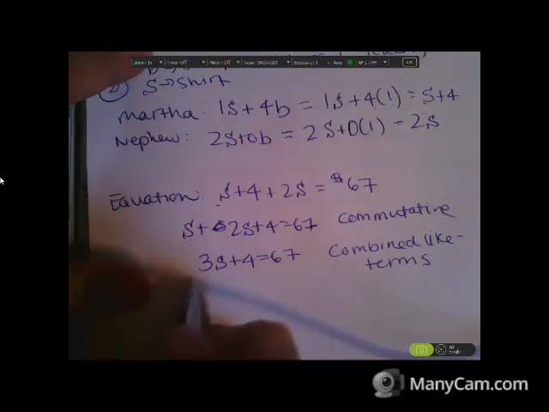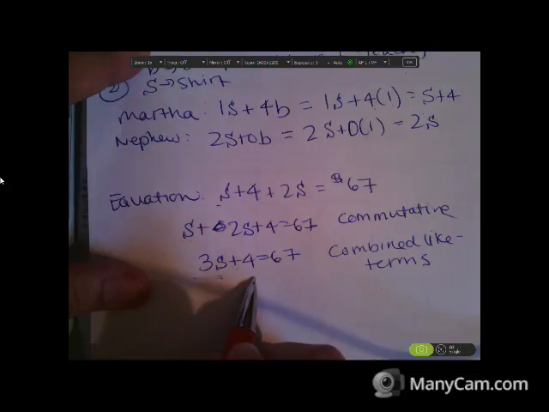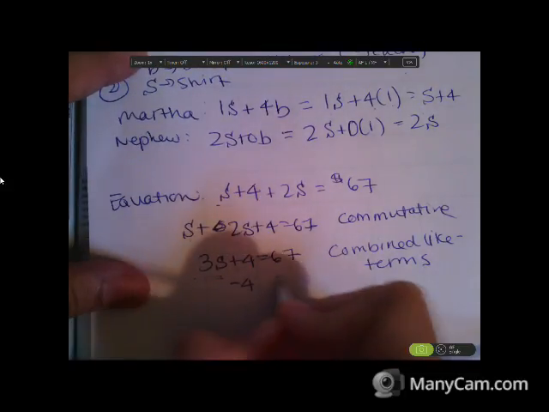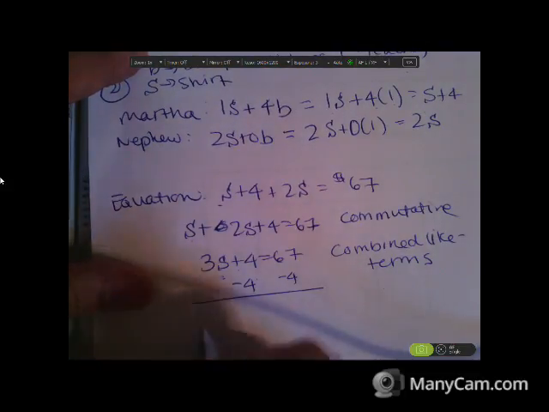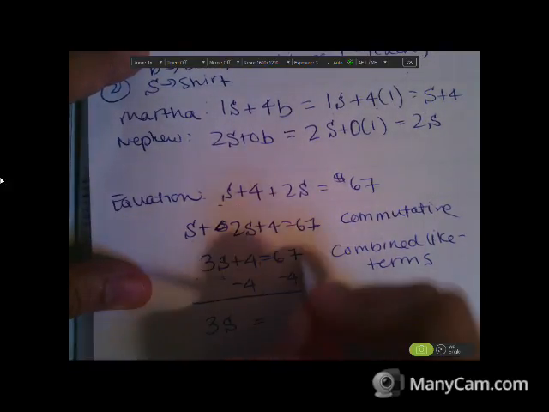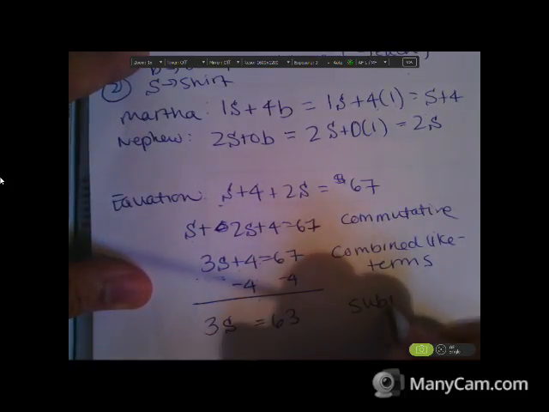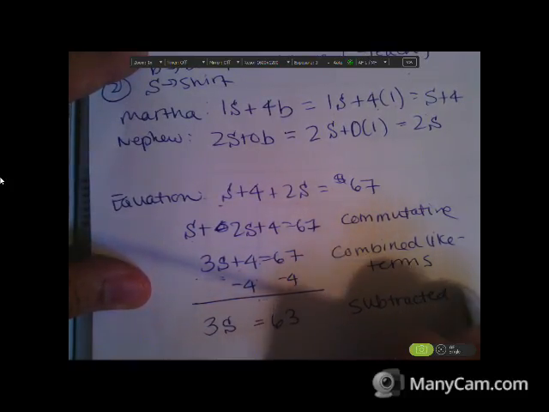After that, I want to get 3s by itself because I want to isolate my variable. So I have a positive 4. What's the opposite of positive? Negative. So I'm going to subtract 4 on both sides. So I have 3s, 4 minus 4 is 0, equals 63. So we subtracted 4. We didn't minus 4, we subtracted 4.